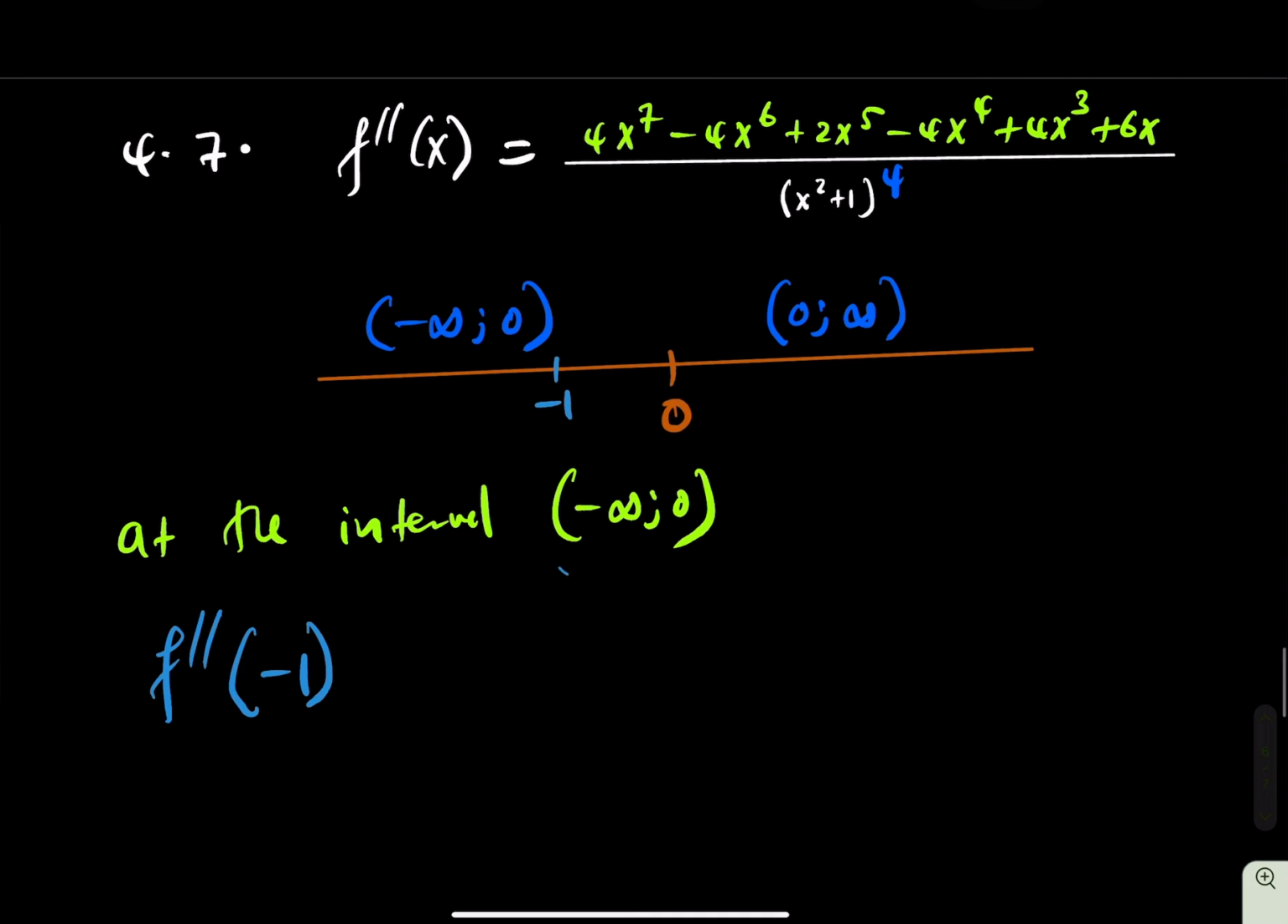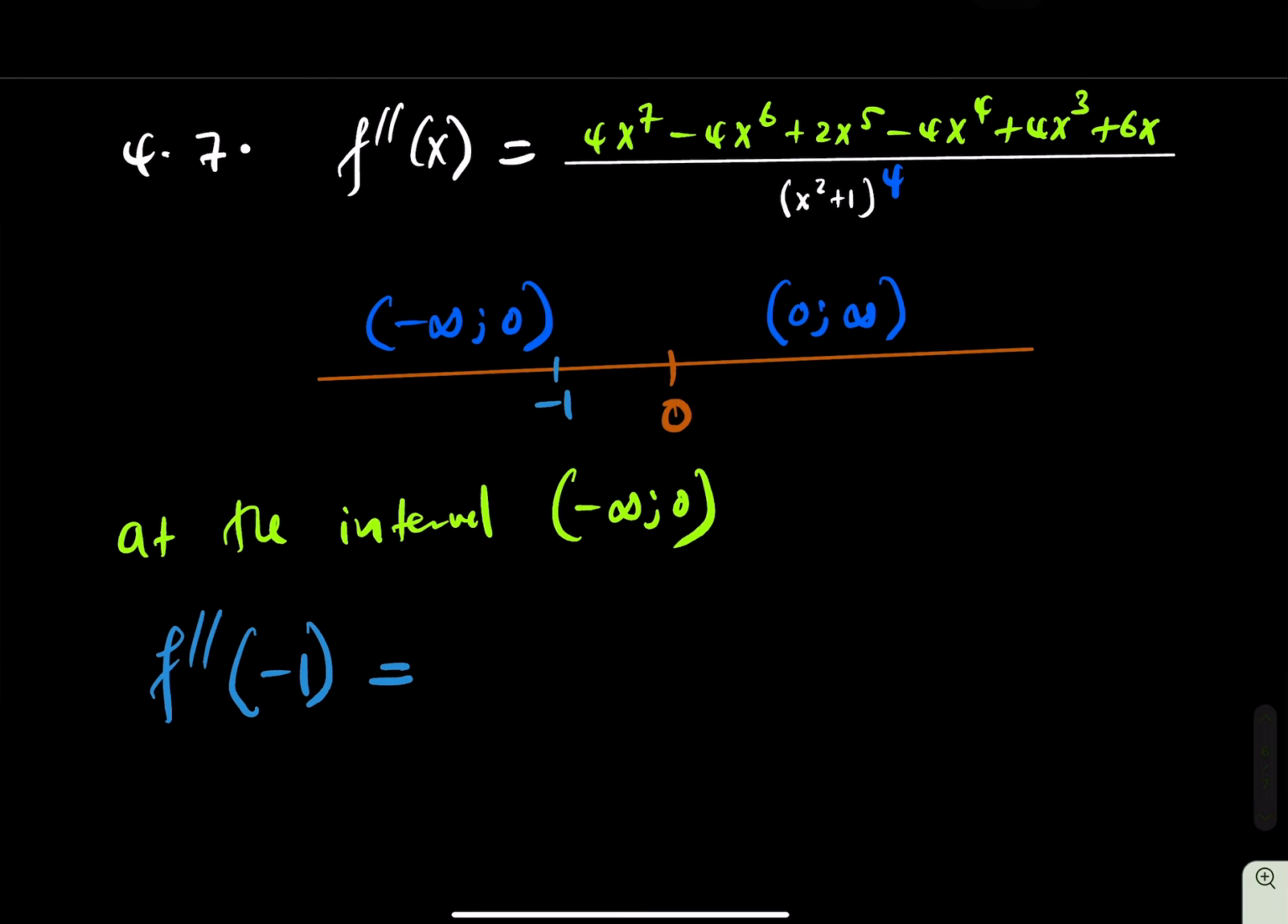You can take anything in this interval. So I'm taking -1 because it is doable at my disposal. I'm going to put x is equal to -1 here and see what I get. I'm going to have my calculator now.